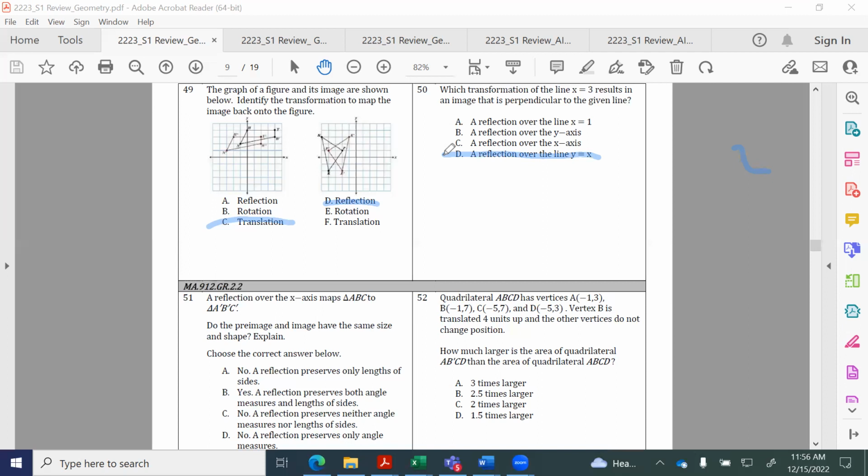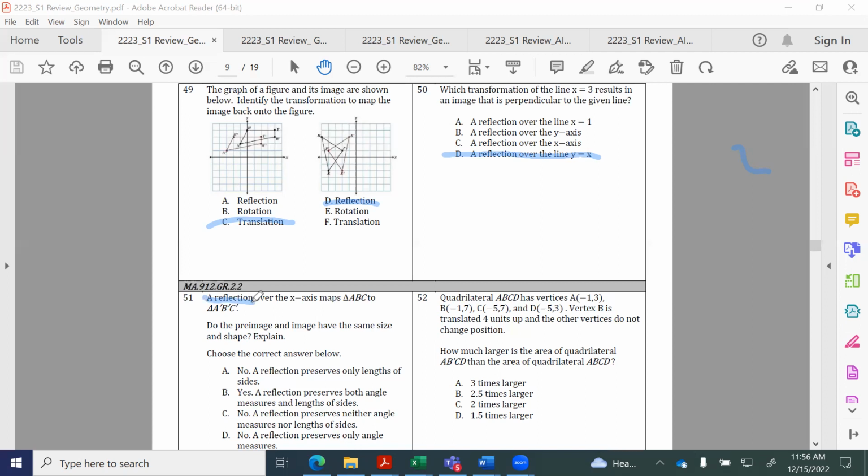All right, on 51. A reflection over the x-axis maps triangle ABC to A prime, B prime, C prime. Do the pre-image and image have the same size and shape? Yes, because again, a reflection is a type of what?